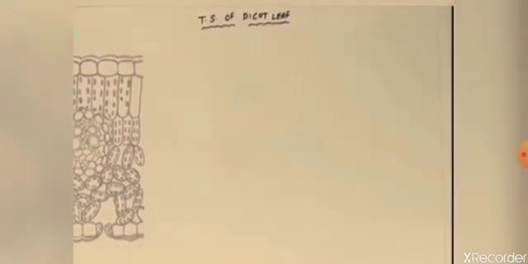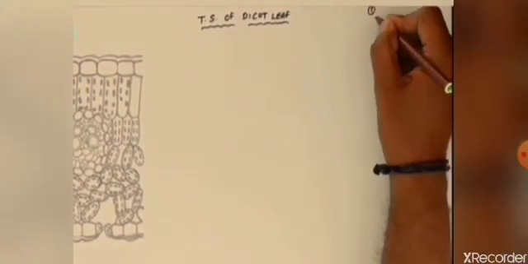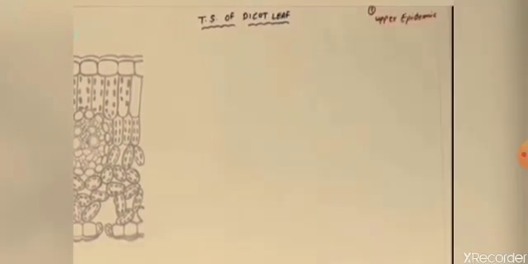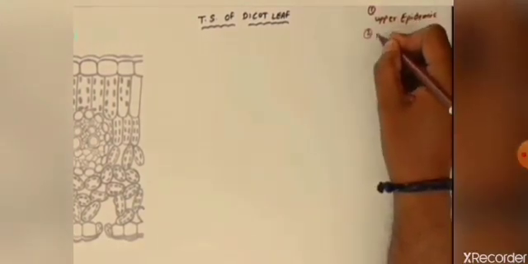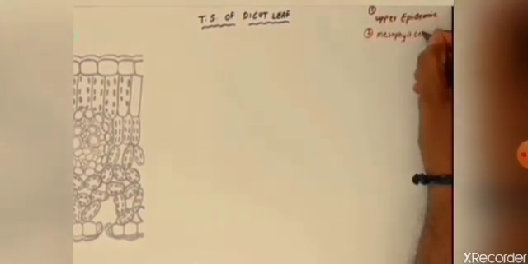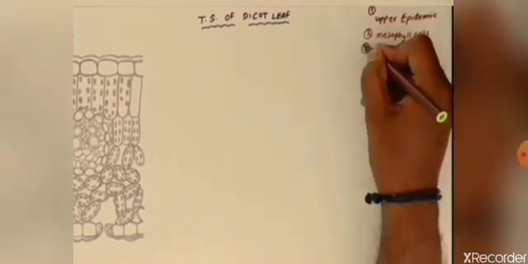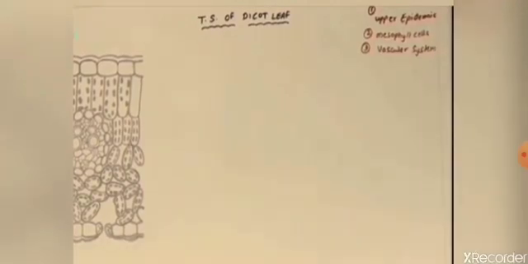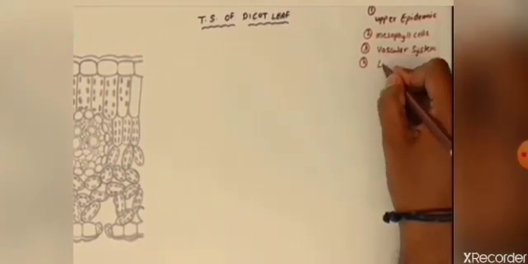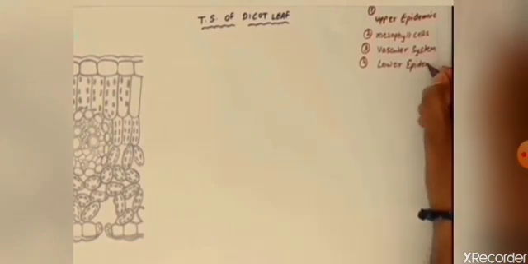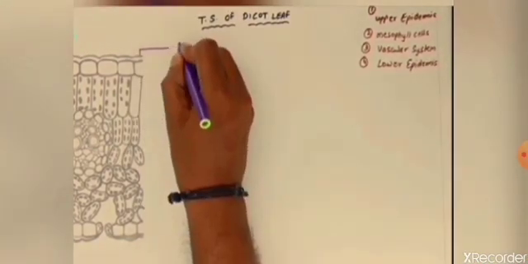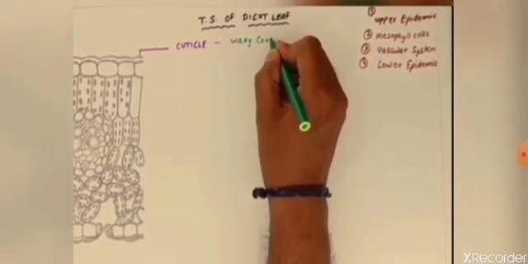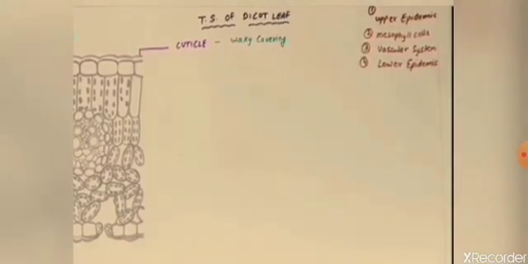So talking about the transverse section of dicot leaf, you have mainly these layers: the upper epidermis, the lower epidermis, and the mesophyll. In the mesophyll, you have two types of cells. One is palisade parenchyma. Next one is spongy parenchyma. Then you have the vascular system. So as it is written here, upper epidermis, mesophyll cells, vascular system and lower epidermis are present in the transverse section of dicot leaf. So first and foremost is the cuticle.